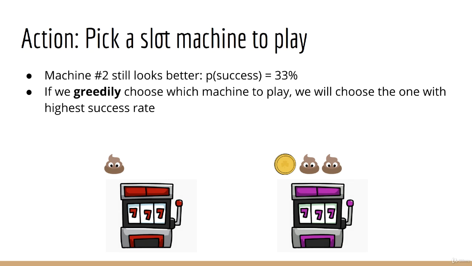Alright, so we play slot machine number 2 again, and unfortunately we lose yet again. At this point, our updated probability of winning for slot machine number 2 is 33%. Note that this is still better than slot machine number 1. So if we use our maximum likelihood estimate to greedily choose which machine to play, we will choose machine number 2.